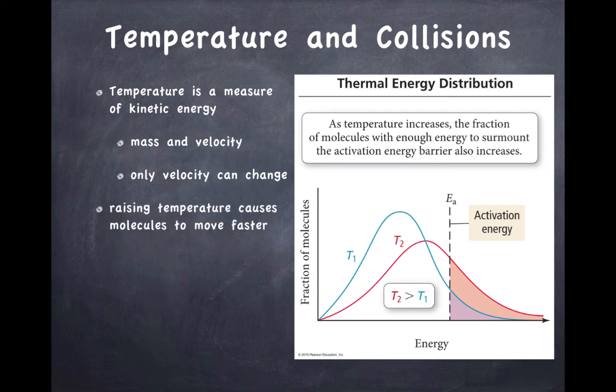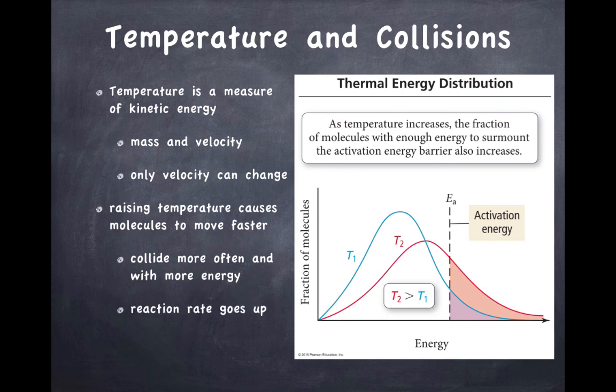So what that means is that raising the temperature of a sample causes those molecules to move faster, and vice versa. Adding heat causes those molecules to move faster, and that in turn causes the temperature to rise. As those molecules move faster, they collide more often, and they collide with more energy, and so the reaction rate will go up. Now if we look at this little graph over here on the side, we have Ea, some activation energy, which is an energy barrier that molecules have to be able to meet in order to react.